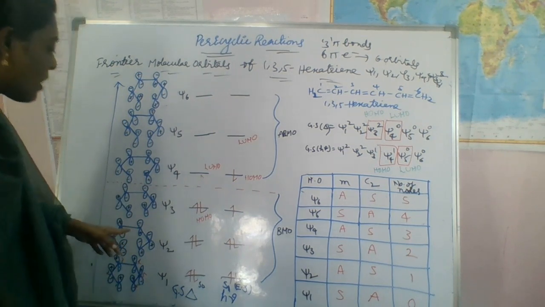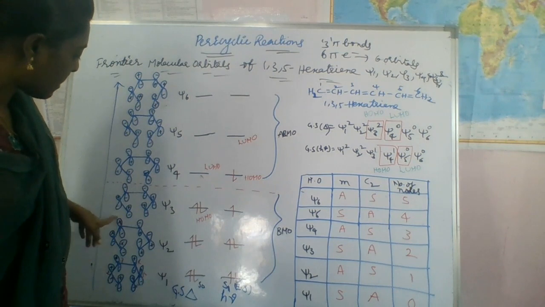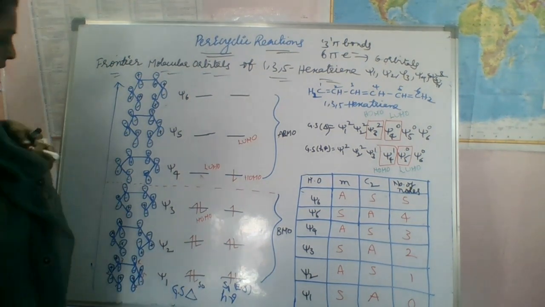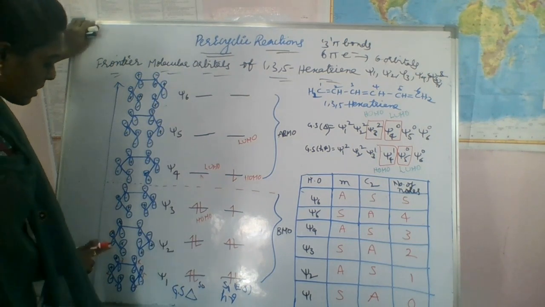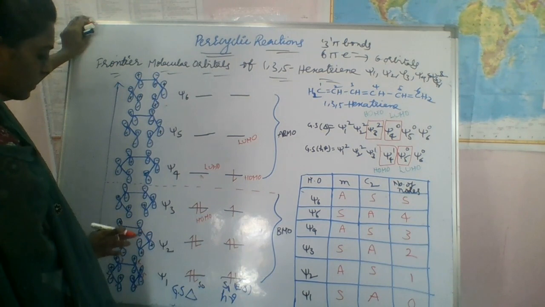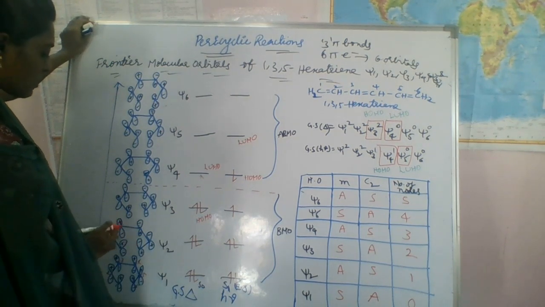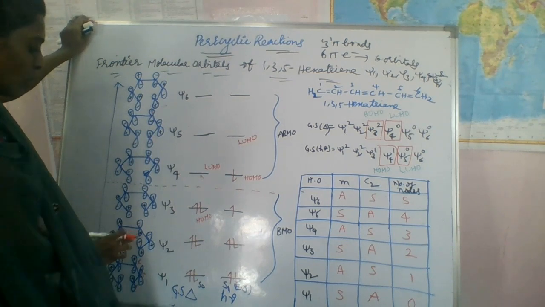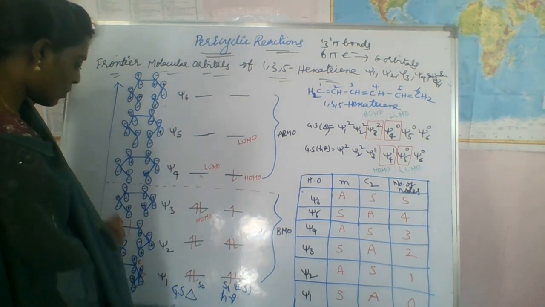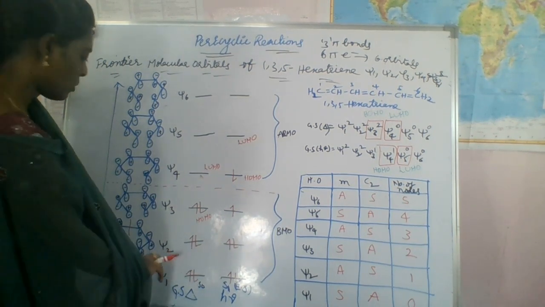What about psi 2? I have to write like this: plus, minus. Here plus, minus, plus. Here plus is there, minus, then minus, plus. Plus, minus, plus means there is one node, right? There is one node in the psi 2 orbital.